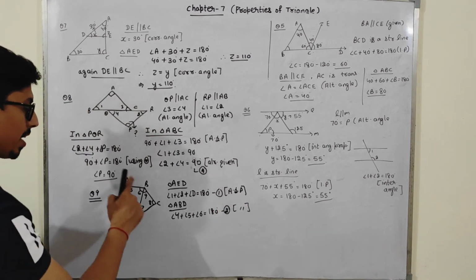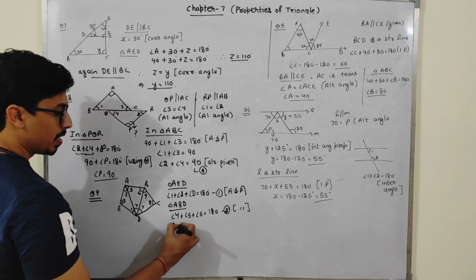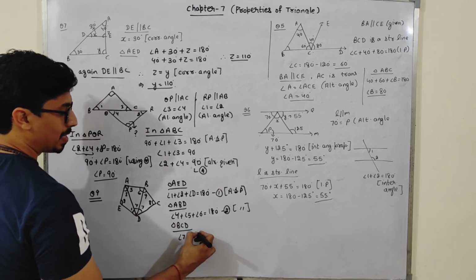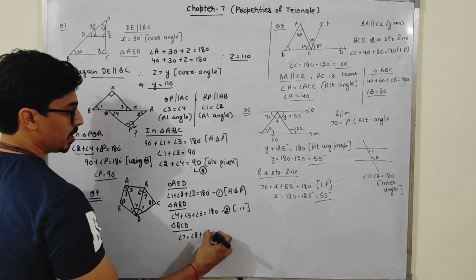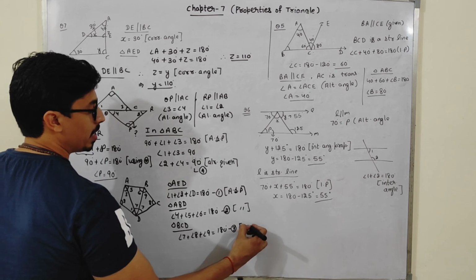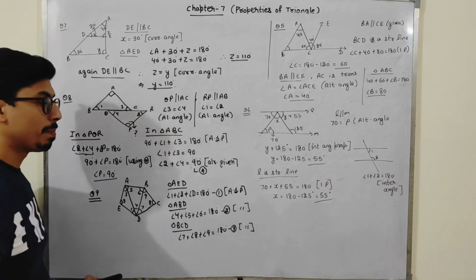Similarly, take the third triangle, that is BCD. Now angle 7 plus angle 8 plus angle 9 is also 180 degrees. Name this as equation number 3 and the reason is the same, angle sum property.